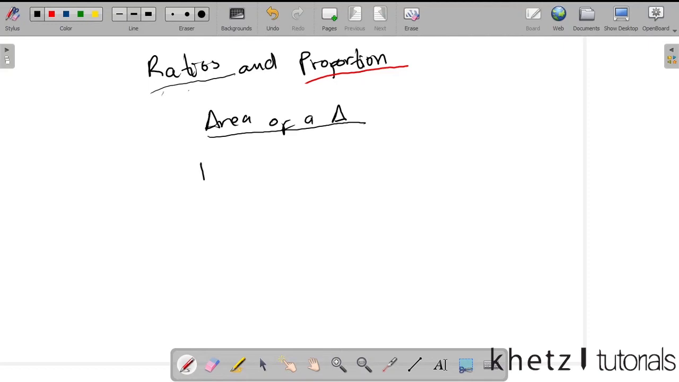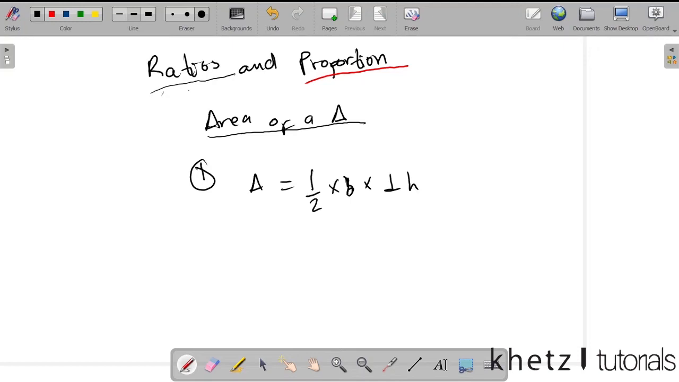So the first point under this new subtopic of area of a triangle. We know for sure that the area of a triangle is equal to half base multiplied by the perpendicular height. So that is our basic formula for the area of a triangle.